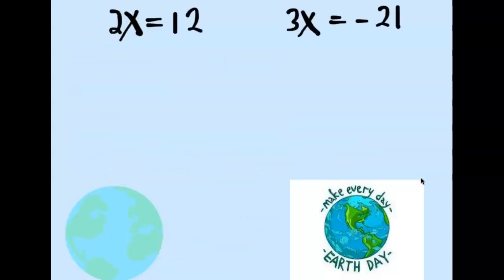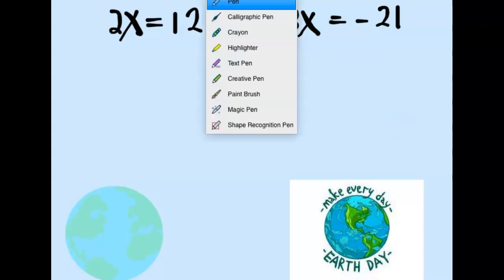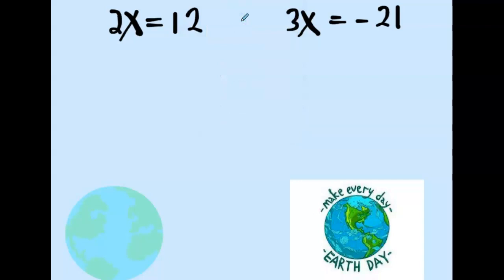So we have 2x equals 12, and then we have 3x equals negative 21. We'll start with the first one. So 2x means 2 times x equals 12. We're going to do the inverse operation. The inverse of multiplication is division. So we'll divide both sides by 2 so that we could isolate the variable x. We'll make it stand by itself.